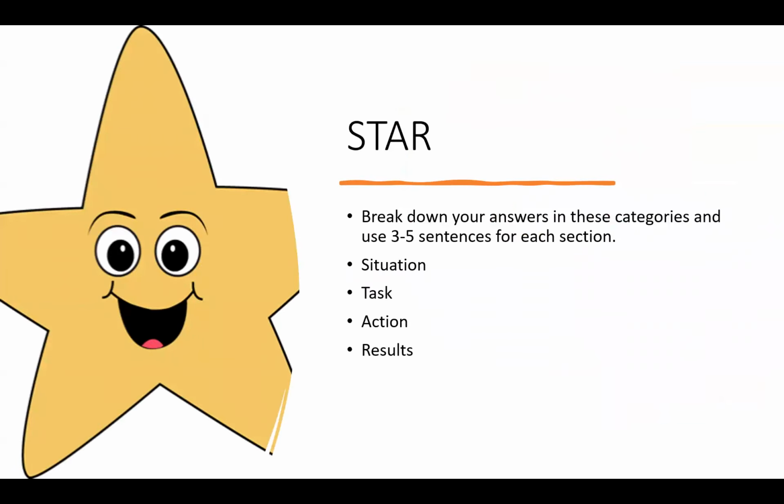And how we're going to do that today is by understanding how to use the STAR method. It's just an acronym. S stands for situation, T is for task, A is for action, and R is for results. If we break down our responses in these categories and maybe use 3 to 5 sentences for each section, we will then be able to provide concise and confident responses to the interviewer's questions. So let's break this down and see how it can help you in your next interview.